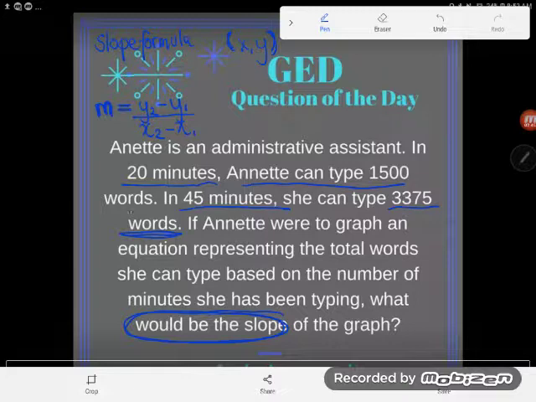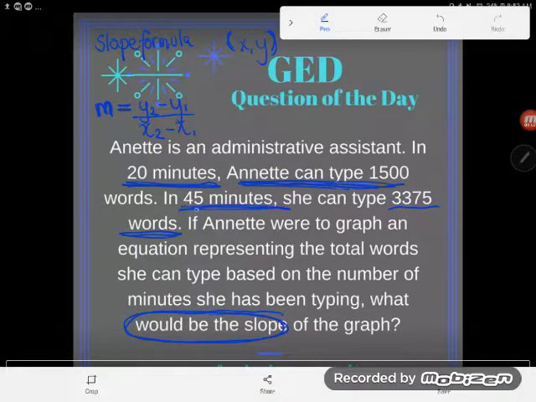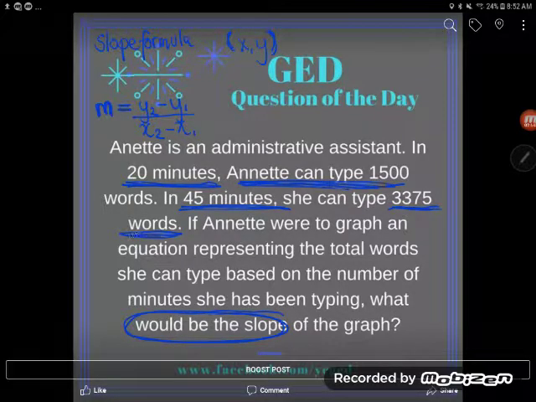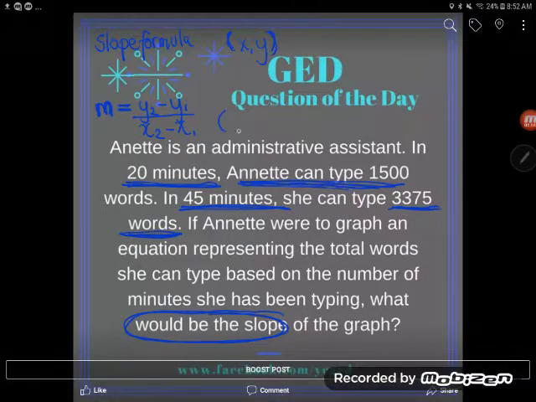And as you can see, this problem does have 2 points because it has 2 relationships. First, it has this relationship of 20 minutes to 1,500 words, and then it has 45 minutes to 3,375 words. Those are points. Let's get our first point.